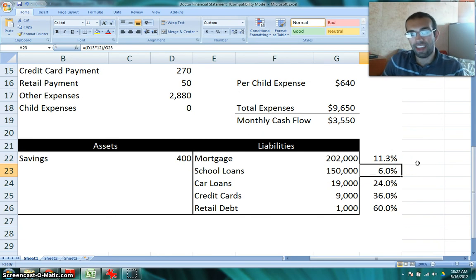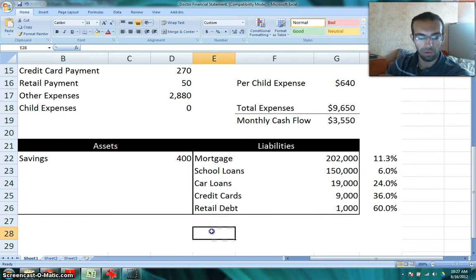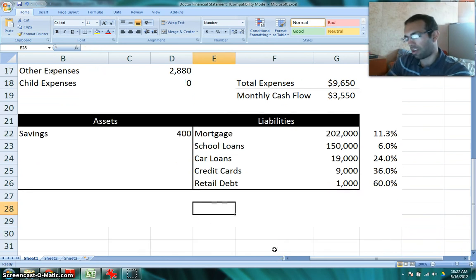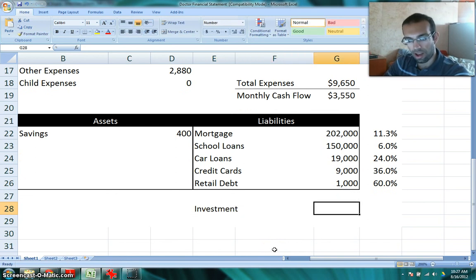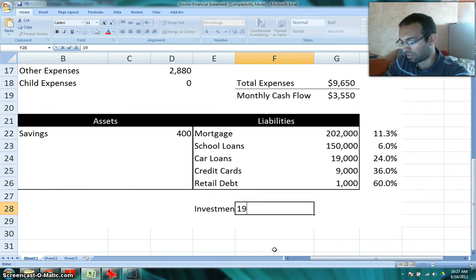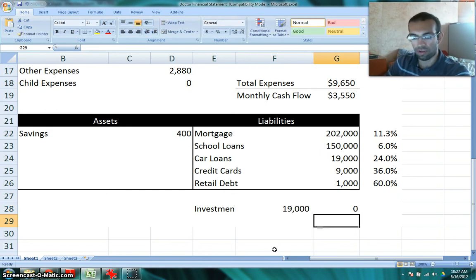And you know what? I may not even get to my car loan payment, because the way I think about it is, if there is an investment opportunity in the market that can earn me 40%, I would much prefer to invest in that opportunity than pay off a 24% car loan. So just to do a little comparison here, let's say you need $19,000 down for this investment, and this investment is going to give you a nice return of 40% cash on cash return.